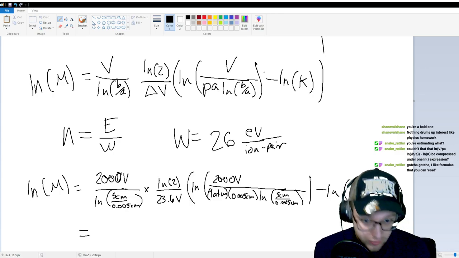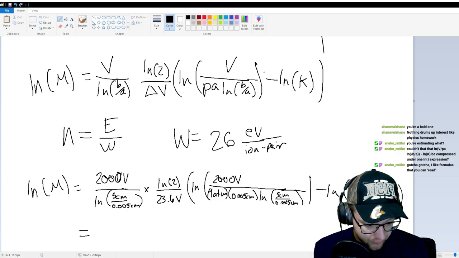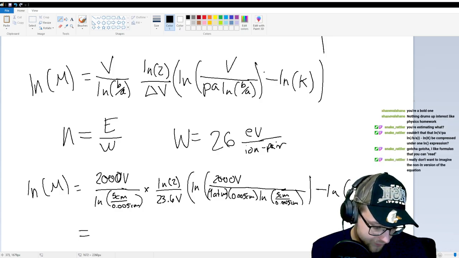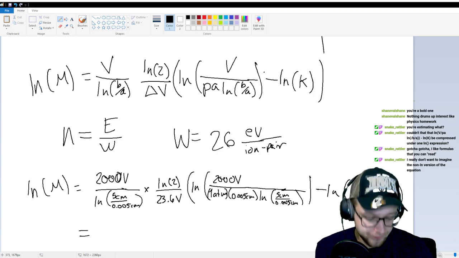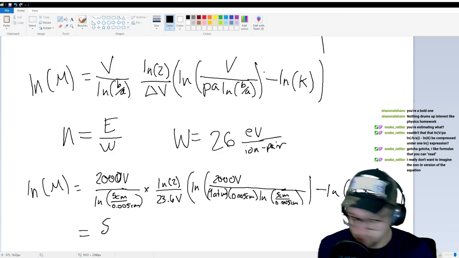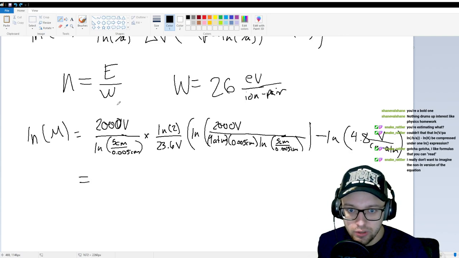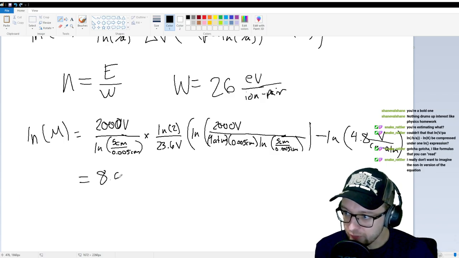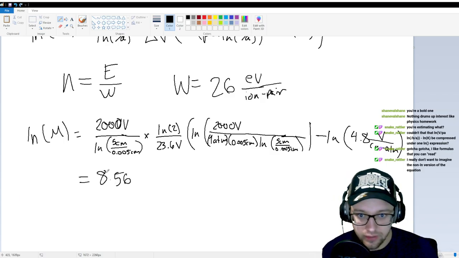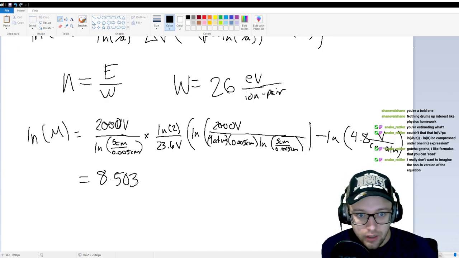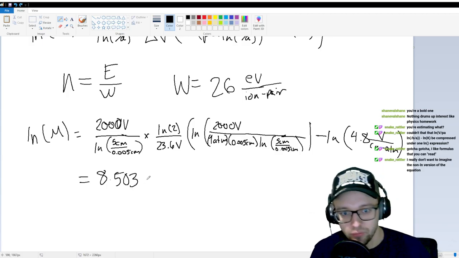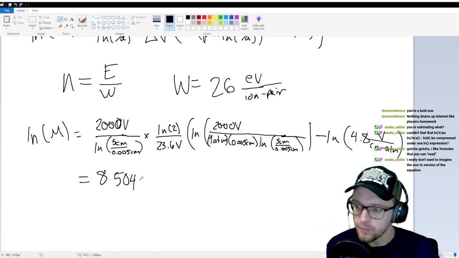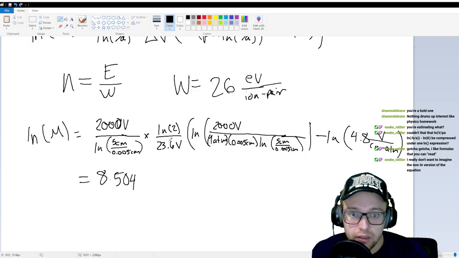Natural log of 2 divided by 26.6. No, let's do it this way. Nope, that's not what I wanted. Okay, scroll a little bit here. That is going to be 8.5. I'm just writing down intermediate numbers, 503.7. Let's actually make that 504. Let's round up to three or four sig figs. Okay, and that is going to be unitless.